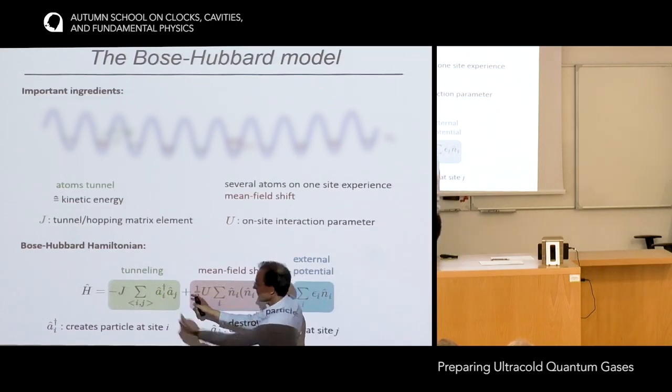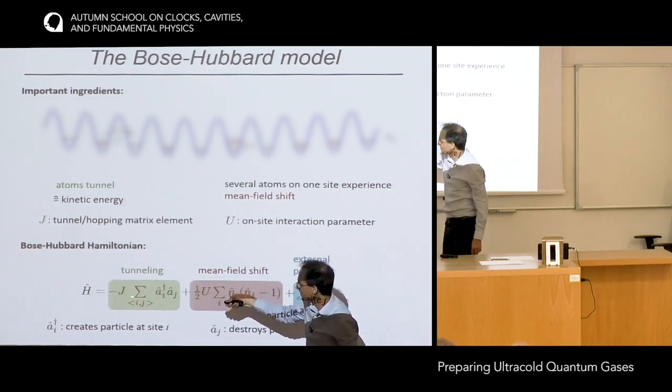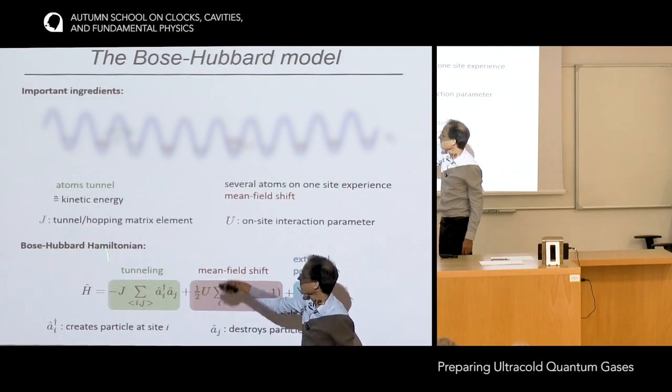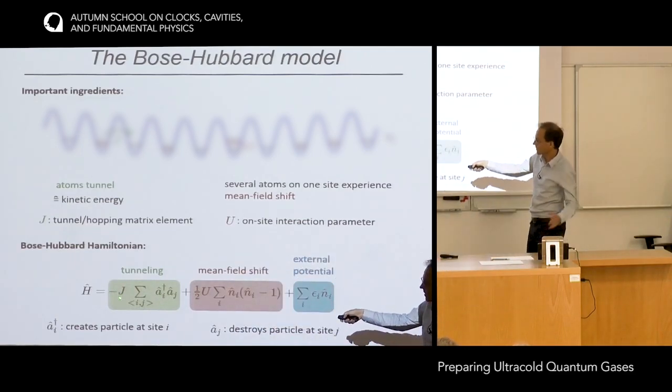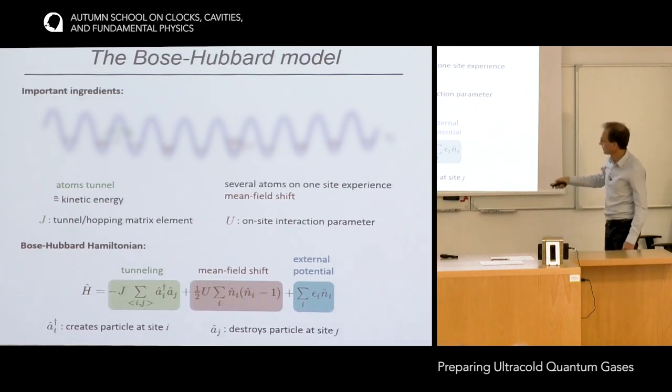Yeah? So this term is describing hopping between two neighboring sites. And I need to make the sum over all possible neighboring sites here, and then I have a prefactor which is just minus the hopping matrix element. Okay, that's describing the motion in the lattice. So that's kinetic energy here, tunneling.